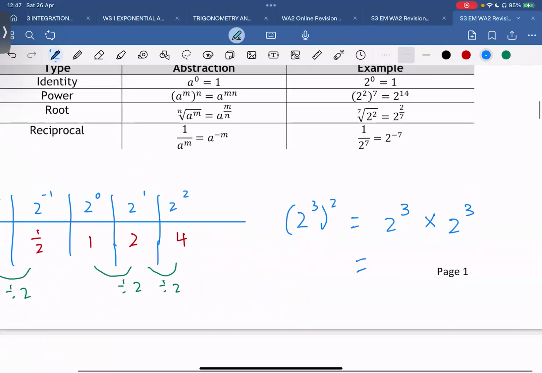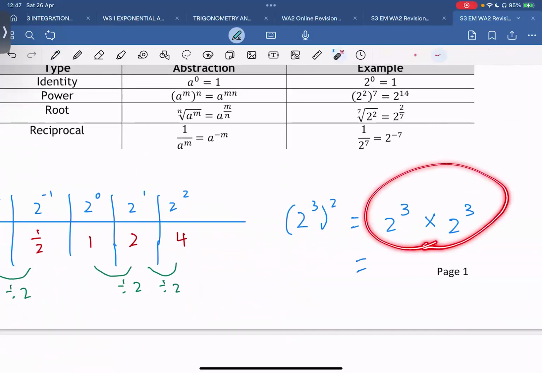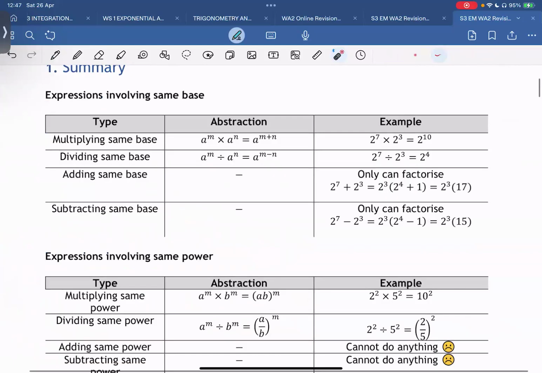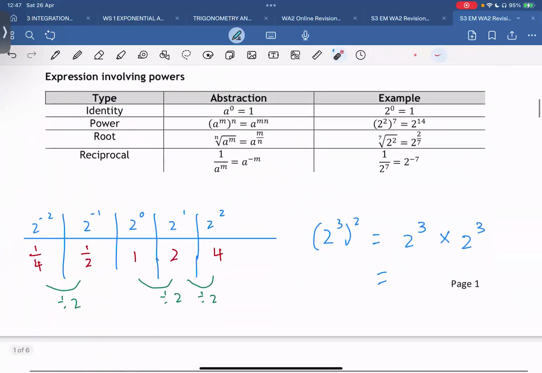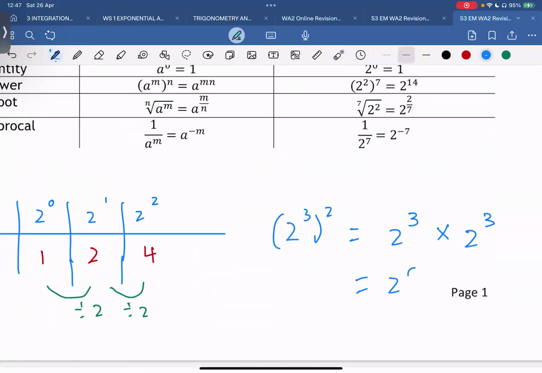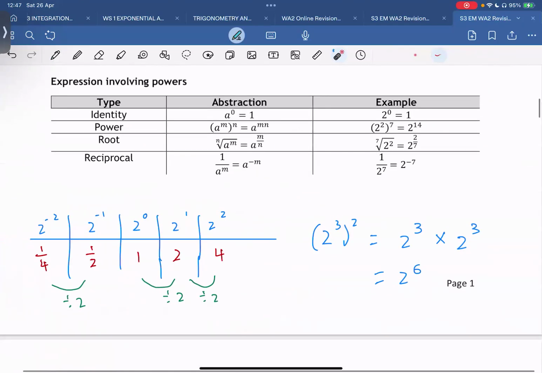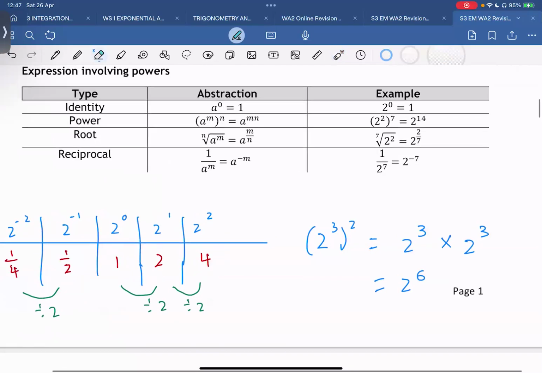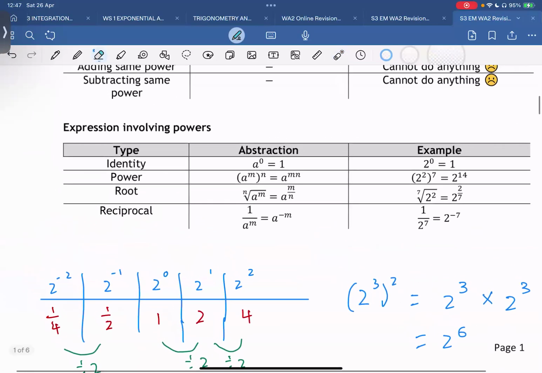This one, we already know how to simplify, using the first law. Same base, multiply, the powers will add up. So this will give us 2 to the power of 6, which is exactly the same as 3 times 2. So you can always use these simple examples to understand the formulas.